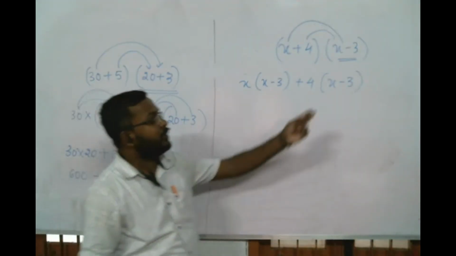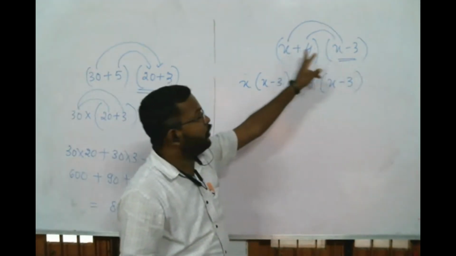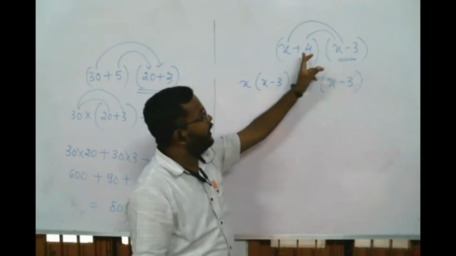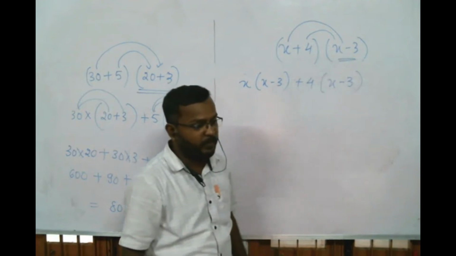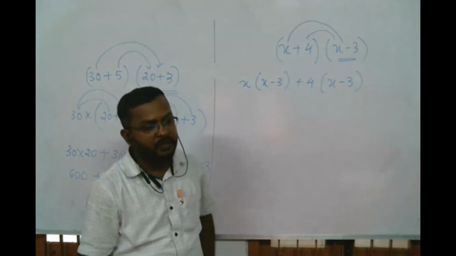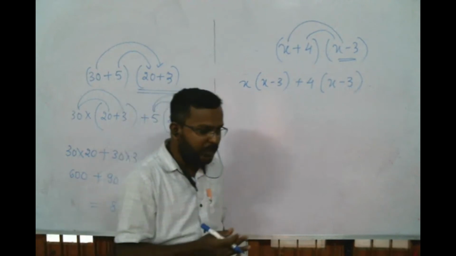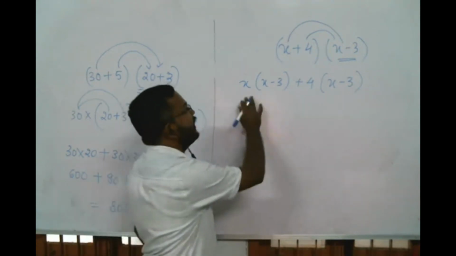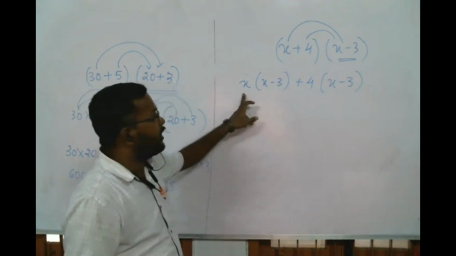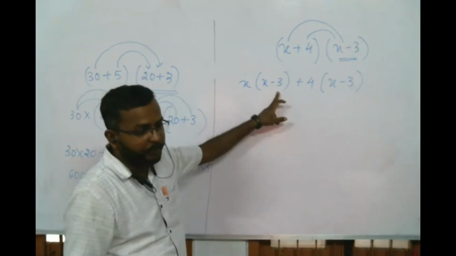First step में क्या है? इसको एक term लेना है. x you have to multiply with x minus 3. And 4 again you have to multiply with x minus 3. Anybody has any doubt in this? I think it is a very easy step. And if you have done this step, then easily you can do the second step. Second step is multiplication of monomial with binomial.